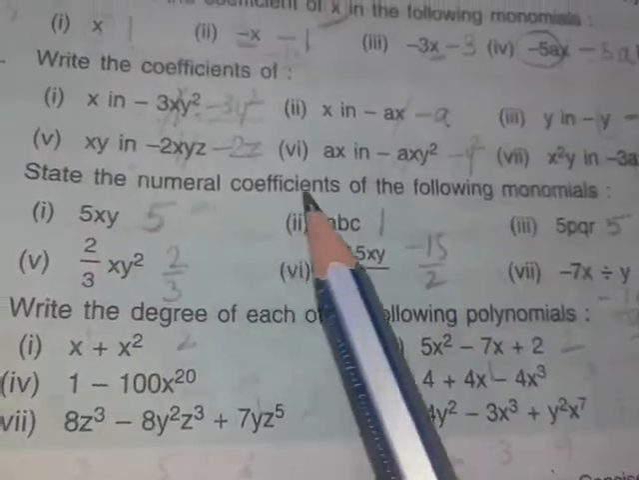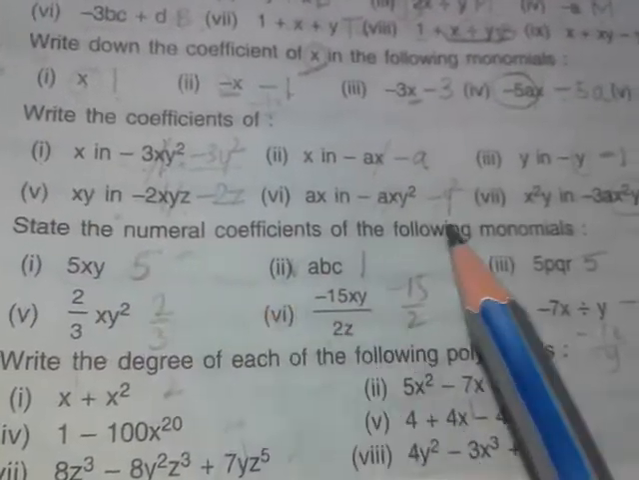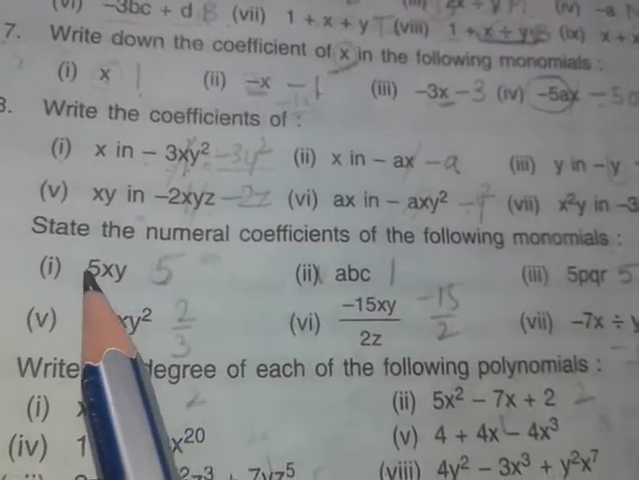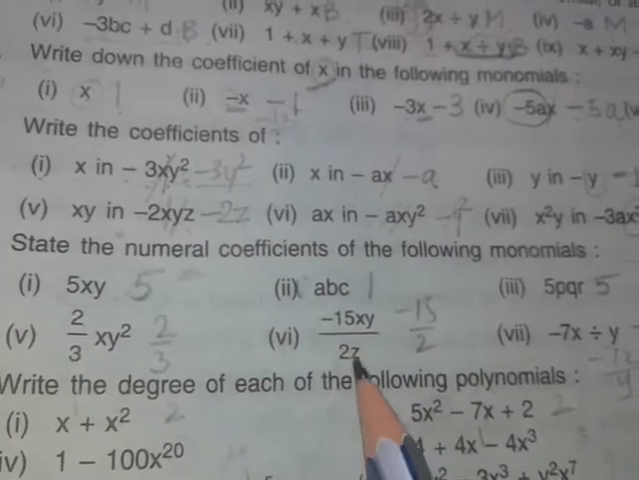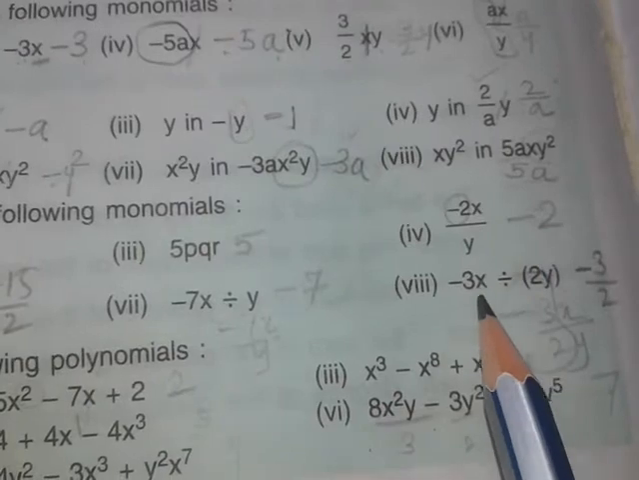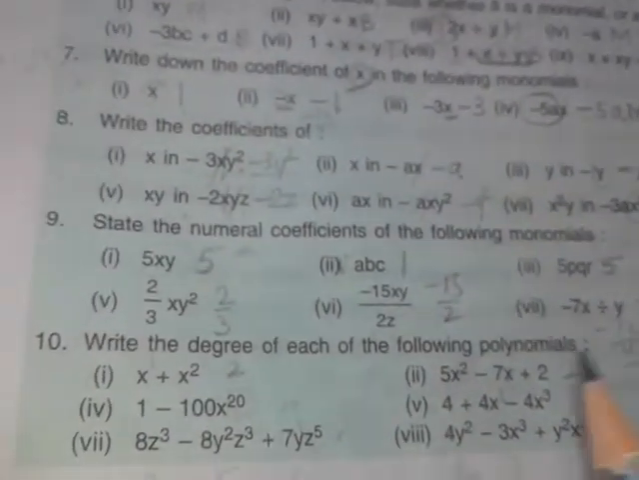State the numerical coefficients. If you have any doubt, please ask me here. Okay. State the numerical coefficients of the following. Numerical means number. Numerical means related to numbers. So 5, 2 by 3, 1, minus 15 by 2, 5, minus 7, minus 2, minus 3 by 2. The minus sign will be there with the numerical coefficient.